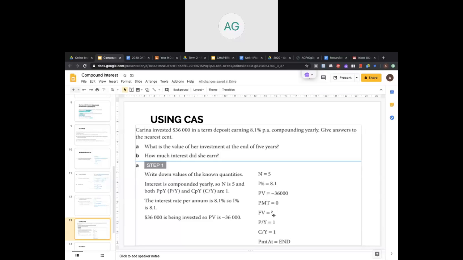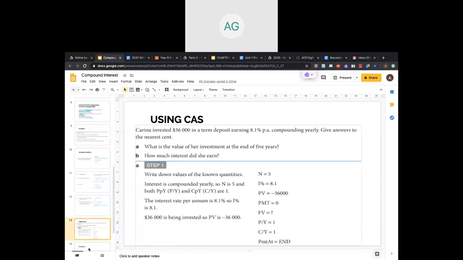Future value you need to find out, and the payments per year is 1, compounded it's 1, and you're getting it at the end of year. So you just put that in your CAS and go to the future value, your cursor next to it, and enter, and you will get the future value as the answer. So, and how much interest did she earn? Whatever answer you get for the future value, take away your present value, that will give you the interest. So that's how you do it using the CAS calculator.